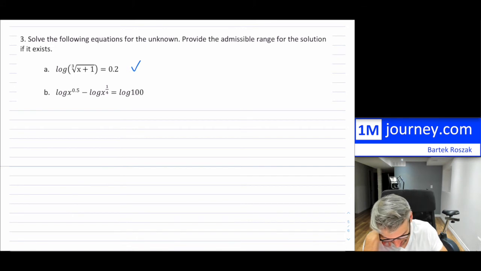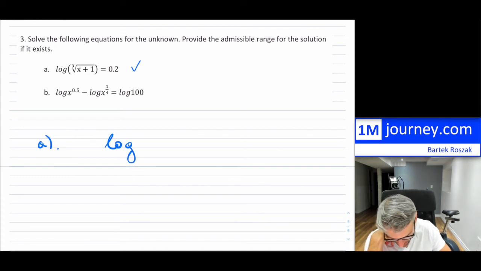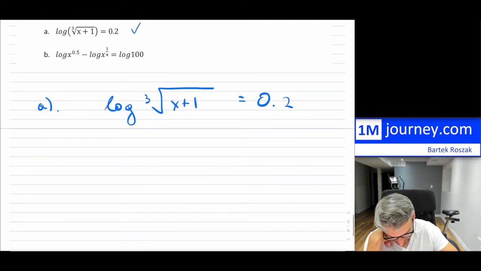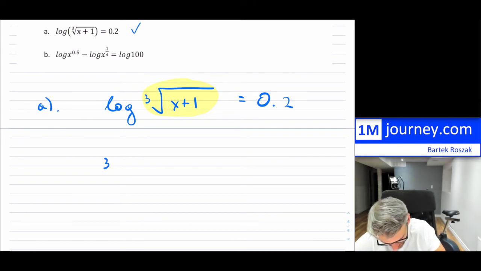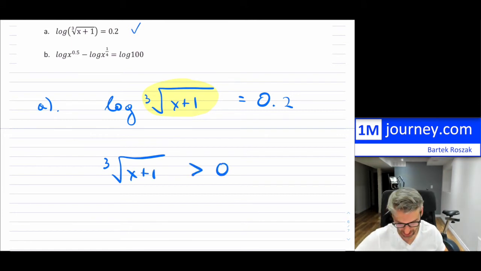Now the first thing that I'm going to do is, so this is for part A. I need to make sure that this right here has to be greater than 0 for logs, right? And then that's the admissible components that we will run into. Okay, so let's see what that gives me. X plus 1, so this has to be greater than 0.